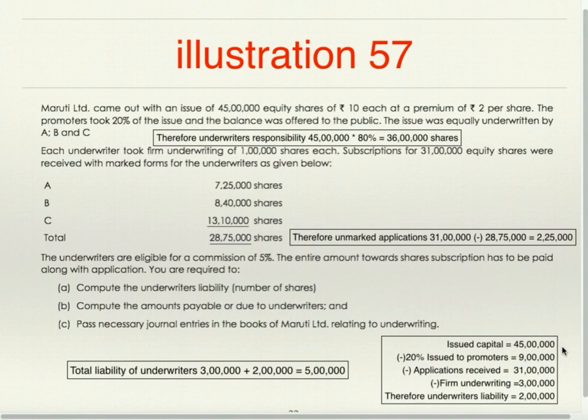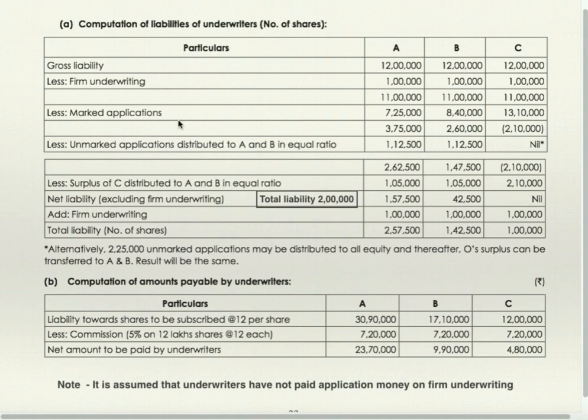Issued capital is 45 lakhs minus 20% issued to promoters, 9 lakhs issued to promoters. So 36 lakhs is the underwriters' responsibility, minus the 31 lakhs applications received, minus firm underwriting 3 lakhs. Underwriters' liability is 2 lakhs. 2 lakh shares are not taken over by the public as well as not taken over by underwriters as firm underwriting. So the total liability of underwriters is 3 lakh plus 2 lakh, which is equal to 5 lakhs.